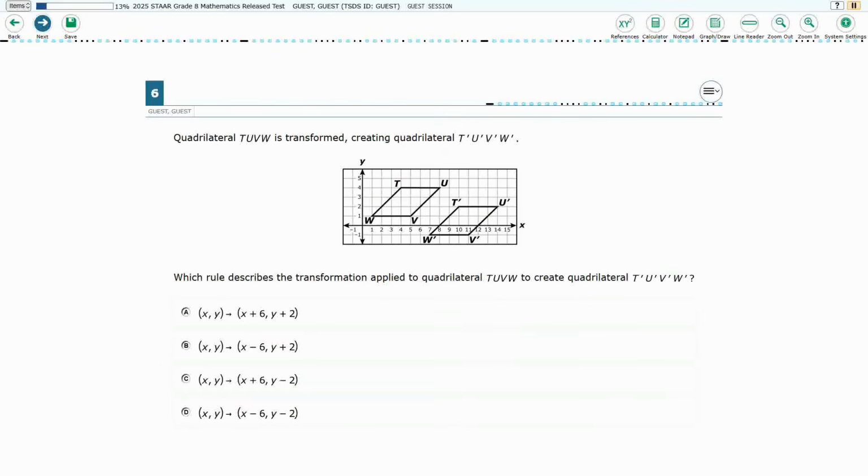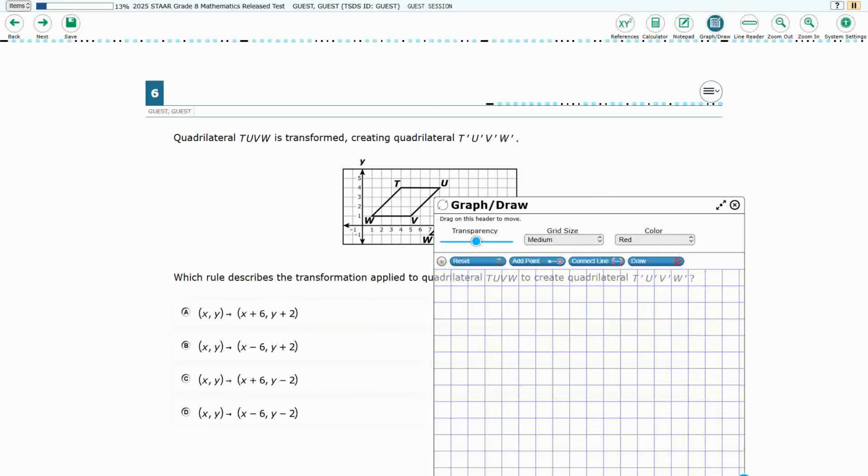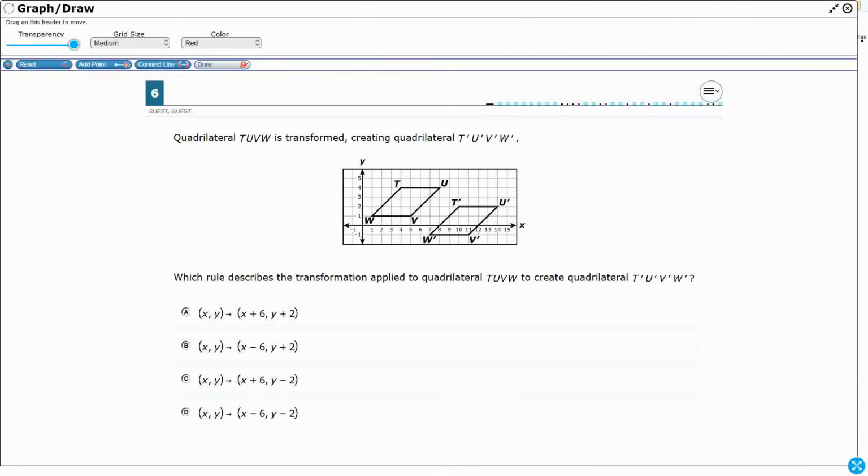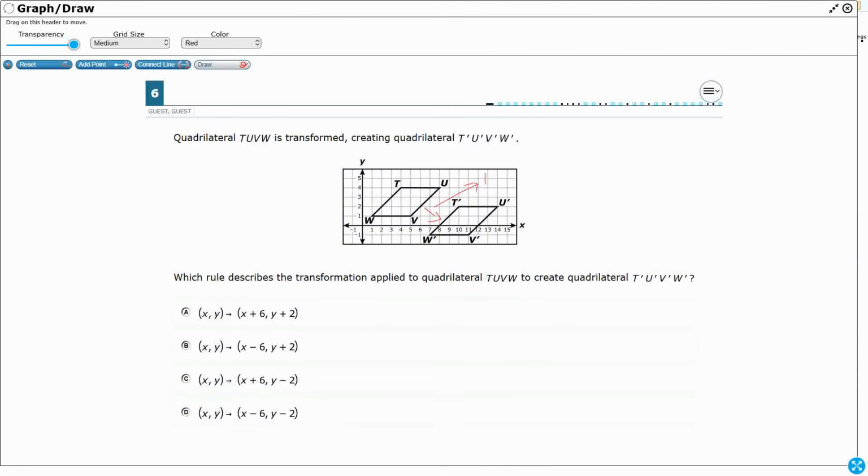For number 6, we are looking at transformations on the coordinate plane. We need to find the rule that describes its transformation. It looks like, now it just says transformation. So it looks like it's a rigid transformation, and honestly, it looks like a translation. If we're just going to verify visually what we think is happening, I'm thinking it's translation.